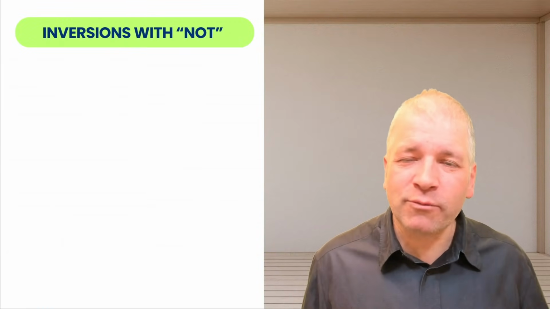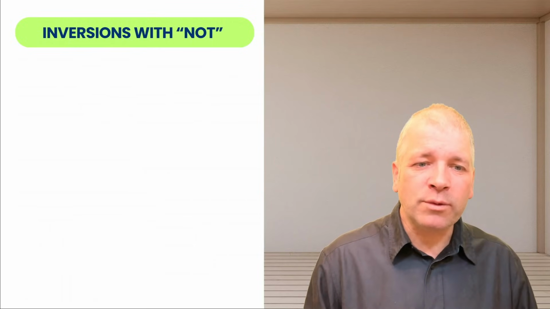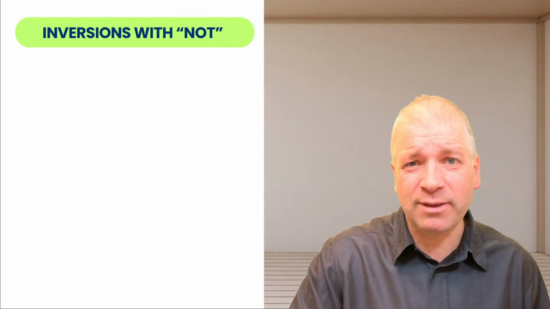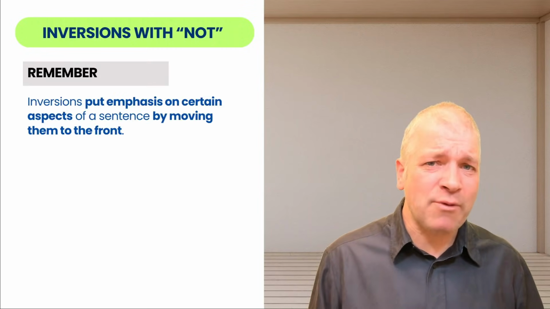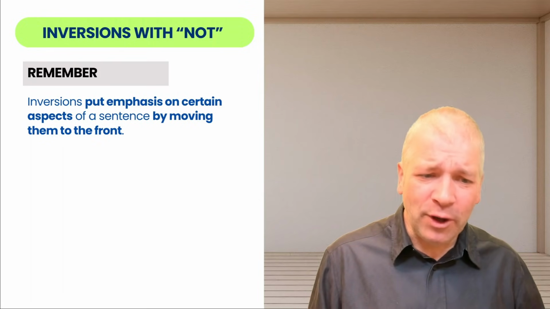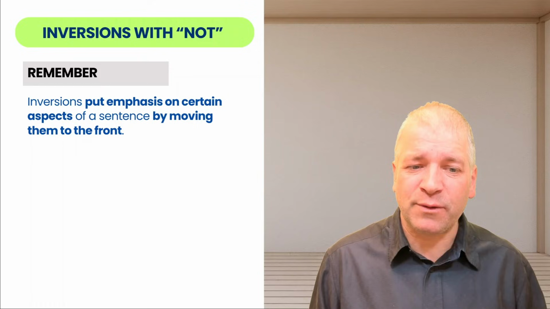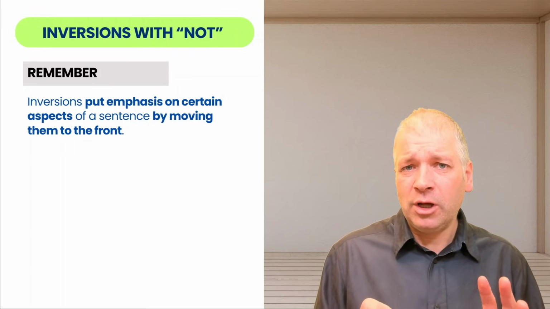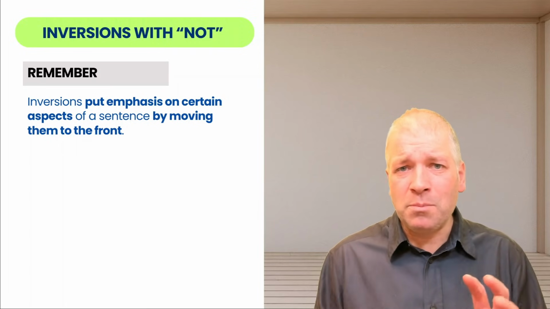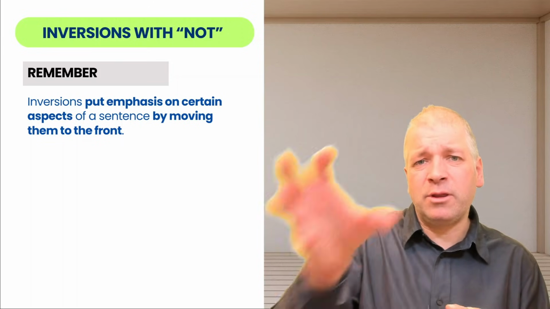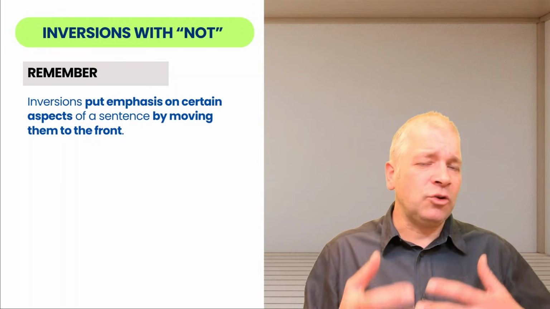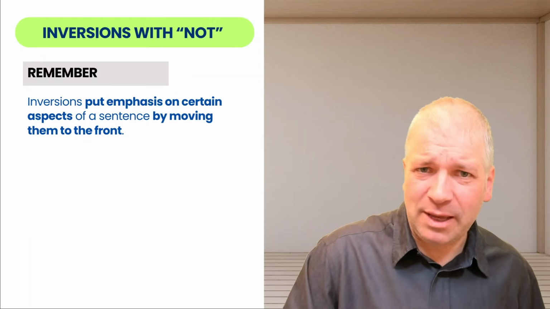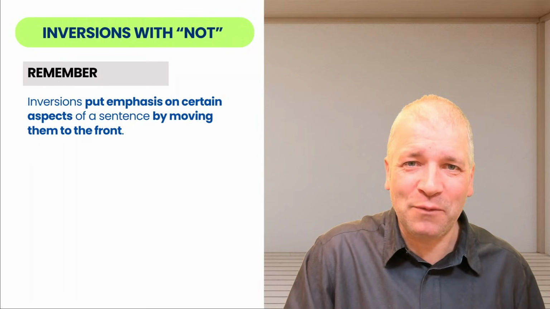And then the last request I got earlier today was using inversions with not. That means having not at the beginning of a sentence. Now, to begin with, let's remember why we use inversions. Inversions put emphasis on certain aspects of a sentence by moving them to the front. So in some situations in English, grammatically, it is acceptable to move information from the end of a sentence to the beginning, but then you do something with the grammar where the auxiliary and the subject swap places, which you'll see as I go through. Best if I show you the examples of that. But bear that in mind.